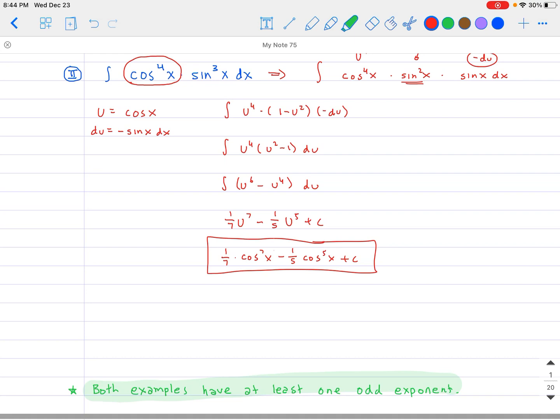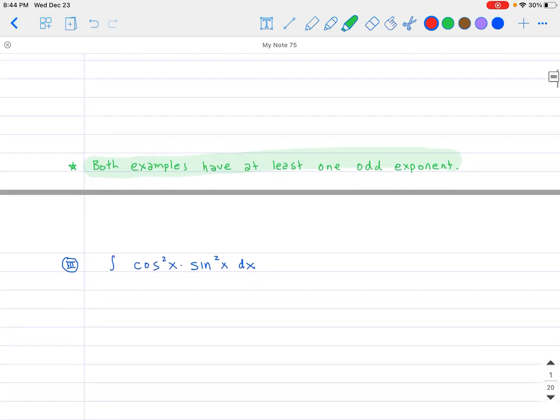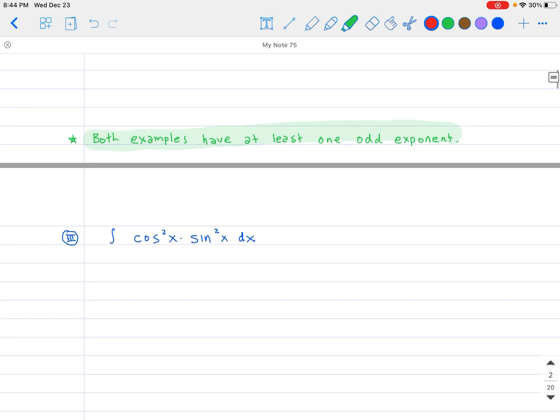So it kind of works out in this case. But what happens if, say, both of them are even exponents? Just to see what happens in this scenario, let's get an idea as to what's going to happen. If we were to use a trig identity, like the one that we just did, 1 is equal to cosine squared plus sine squared.